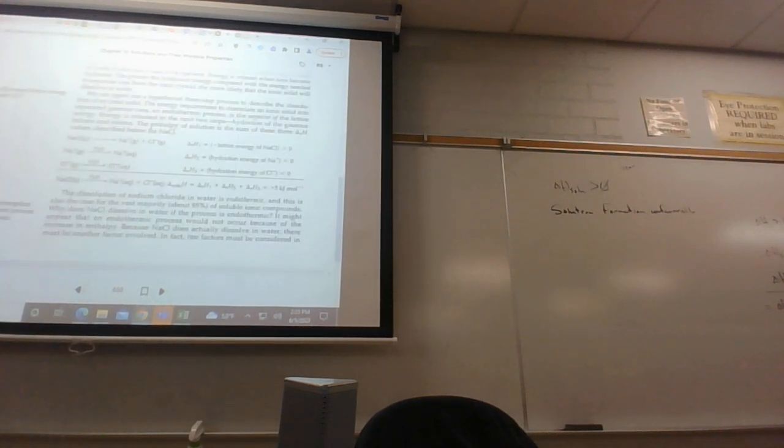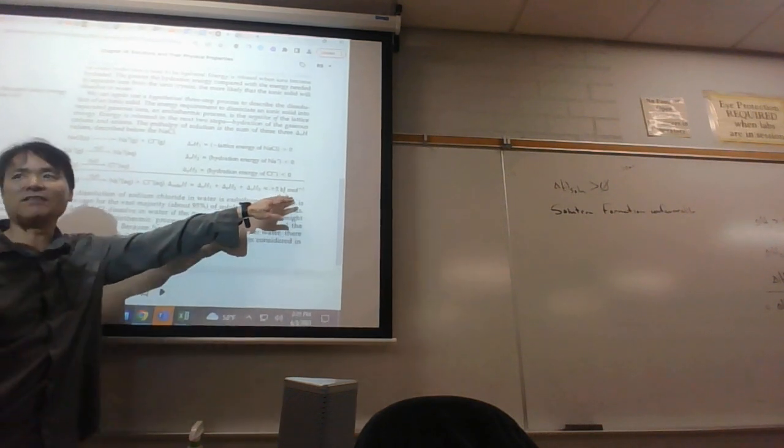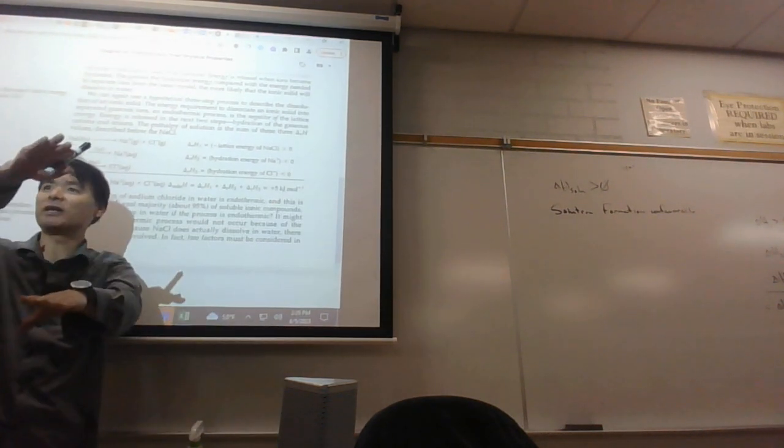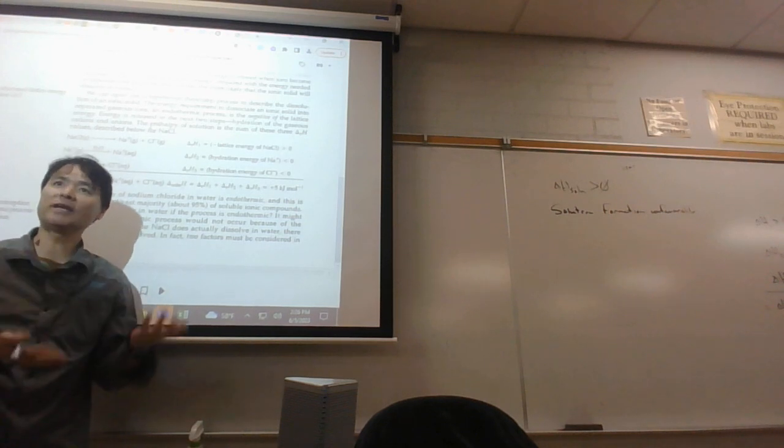Because overall, what's going to happen, this is another Hess's law. This isn't exactly the same. This is just using the data we know. Overall, delta H of solution is plus 5 kilojoules. Plus 5 kilojoules is going up in energy. That's unfavorable. So what's making this favorable?